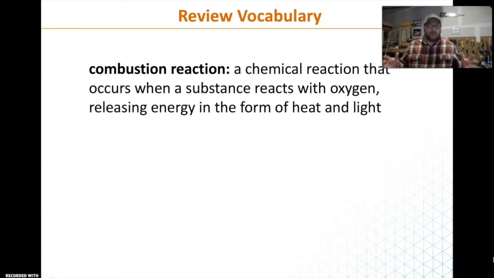Review vocab. Combustion reactions. A combustion reaction occurs when a substance reacts with oxygen and it gives off energy, usually in the form of heat and light. Okay, you are very familiar with combustion reactions. That's when you're burning stuff. Many combustion reactions also create CO2 and H2O.